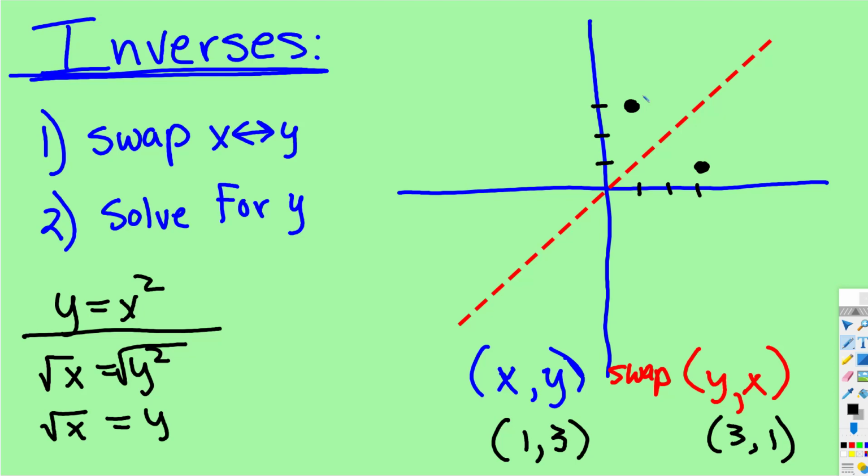So to recap, when you have functions to find the inverse, swap the x and y, solve for y like I did here, and then if you want to write in inverse notation, you would just tack on this raised -1. That means that this function is the inverse of that function.